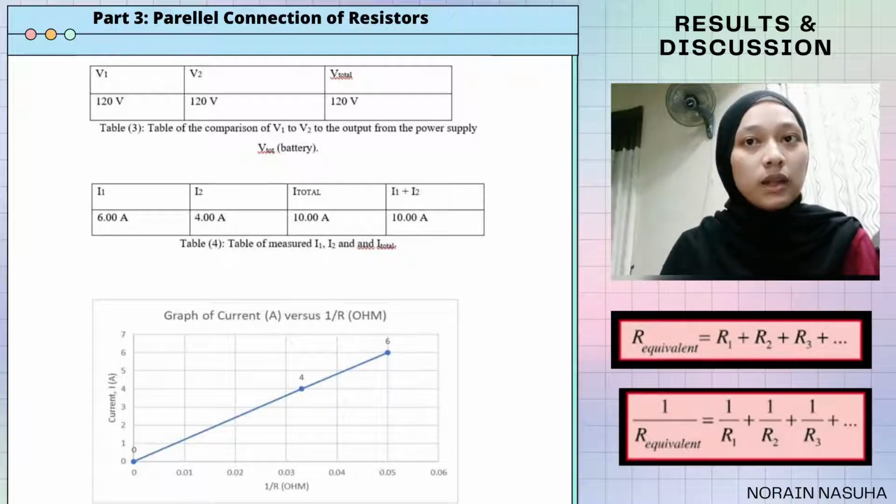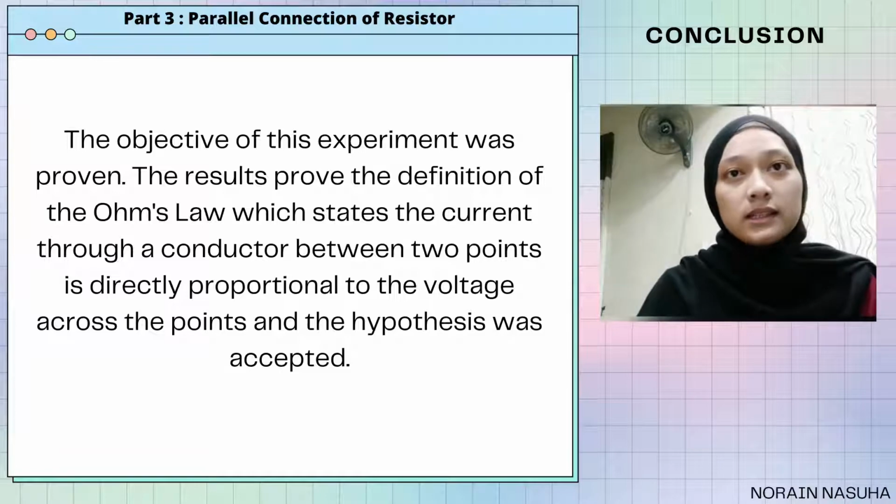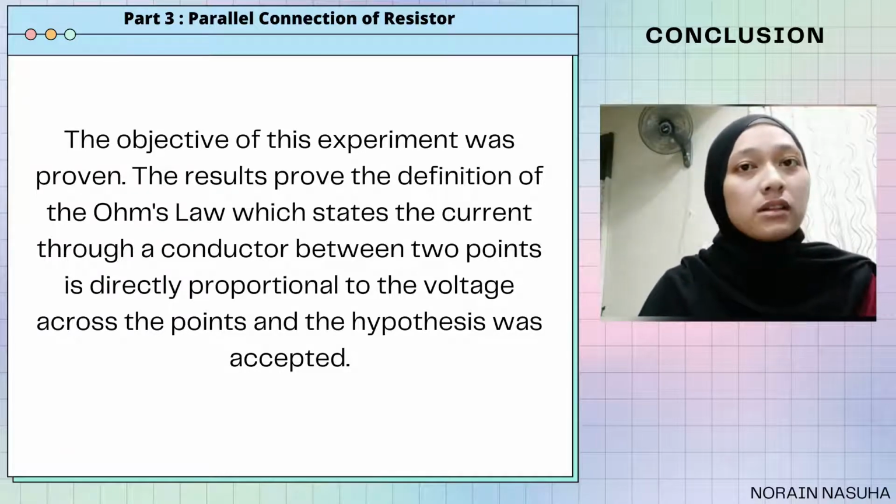The condition obeyed Ohm's law, as it states that the current was higher when the resistance was lower. In conclusion, the objective of this experiment was proven. First, the result achieved from part 1 proved the definition of Ohm's law, which states that the current through a conductor between 2 points is directly proportional to the voltage across the points.